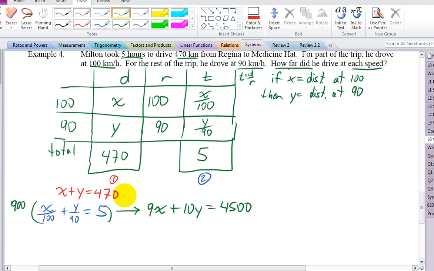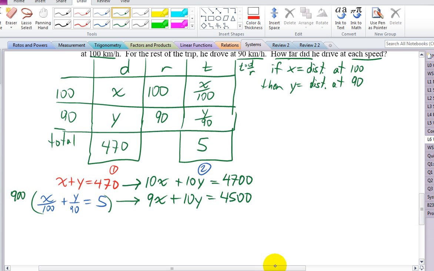Not too bad. So, what do you want to multiply the top one by so you can start eliminating? Sarah, which one do you choose? So, she chose 10. That's what we'll do. 10x plus 10y equals 4,700. Easy peasy. There you go. Solve it and answer the question. Okay. So, you would want to subtract and get 1x. Well, that's easy. Equals 200.